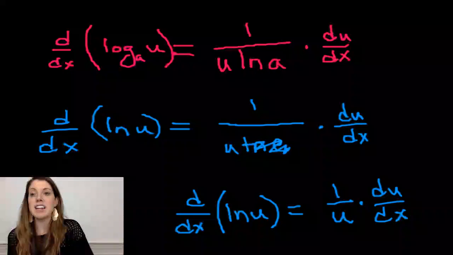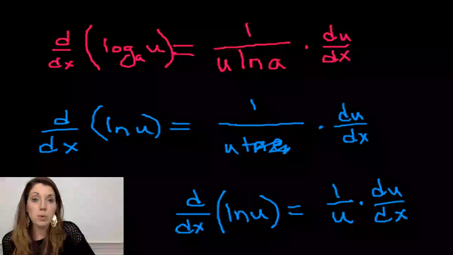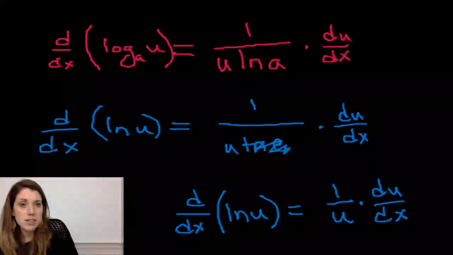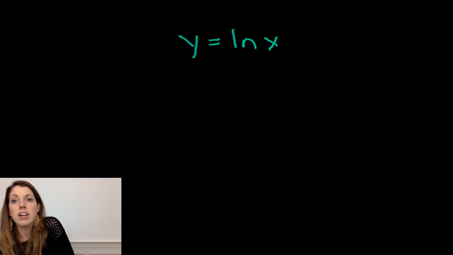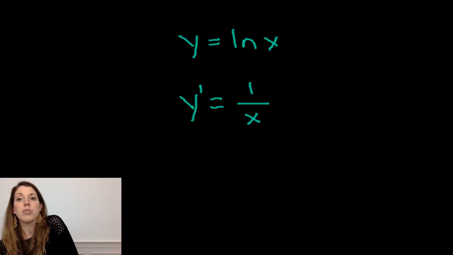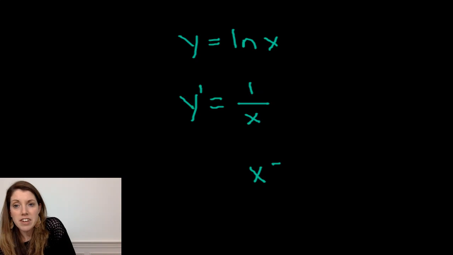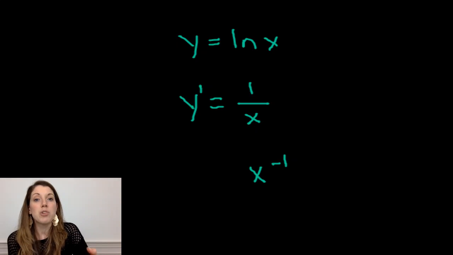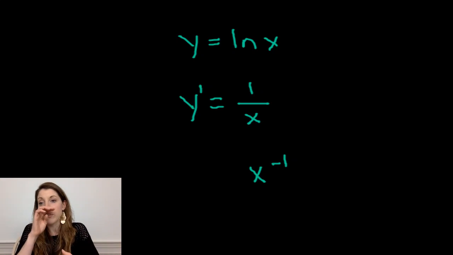This is an interesting connection, so let me take a moment to write it out. Let's say y equals natural log of x, and we want to find y prime. Using this formula, we would find that the derivative is 1 over x times dx, or just times 1. So the derivative of natural log of x is 1 over x. Now 1 over x is really just x to the negative 1, right? That's another way of saying that. So we see that there's actually a connection between derivatives of natural log and power functions with a negative exponent.